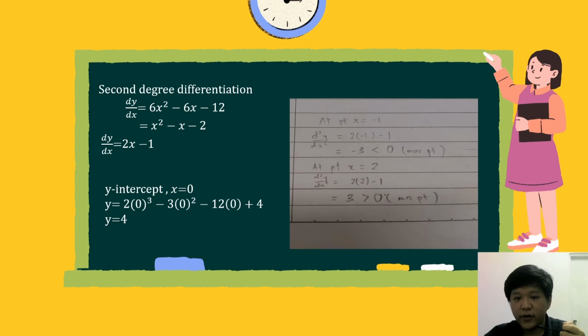So at the point x equals negative 1, for d2y/dx squared, we substitute negative 1 into this and we will get negative 18, which is less than 0, so it is the maximum point. When x is 2, we substitute into the equation of d2y/dx squared, we will get 18. 18 is bigger than 0, so it becomes the minimum point.